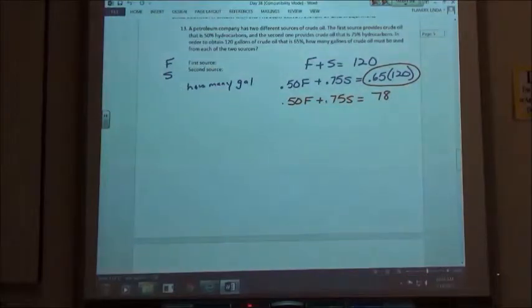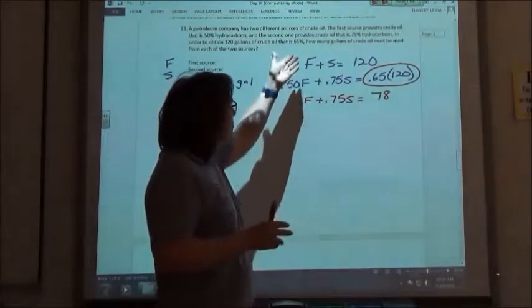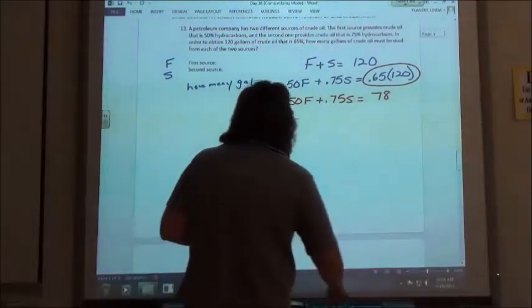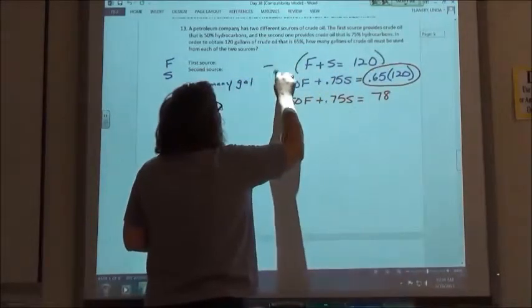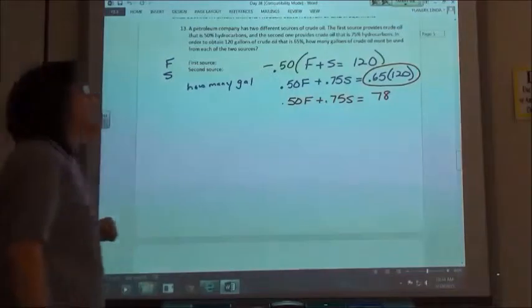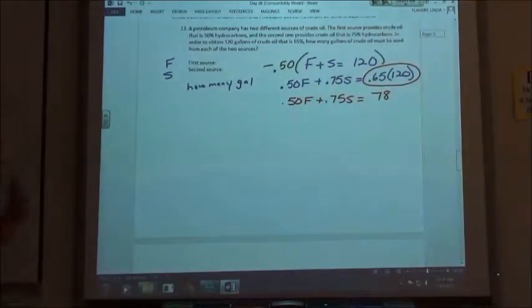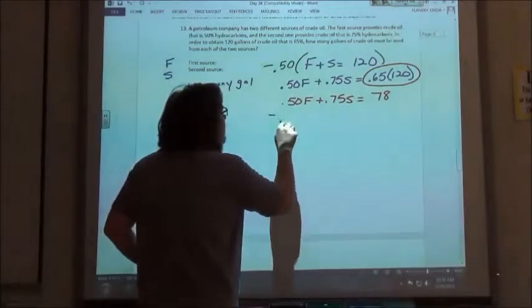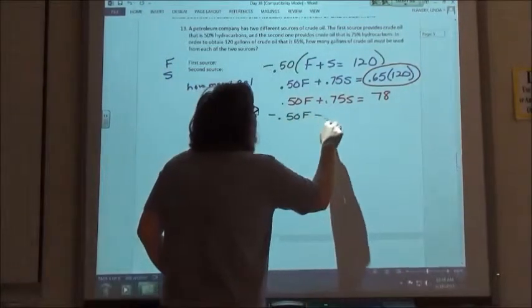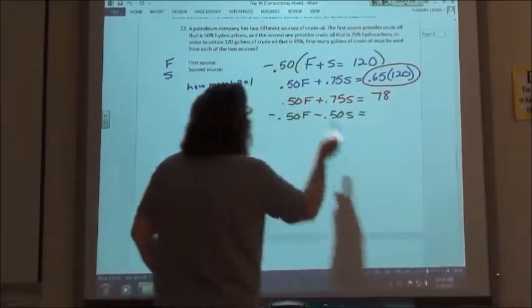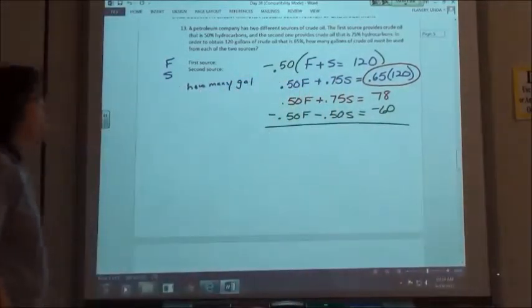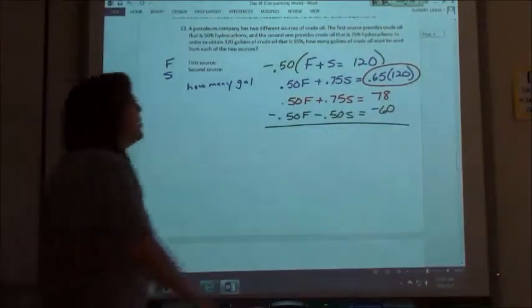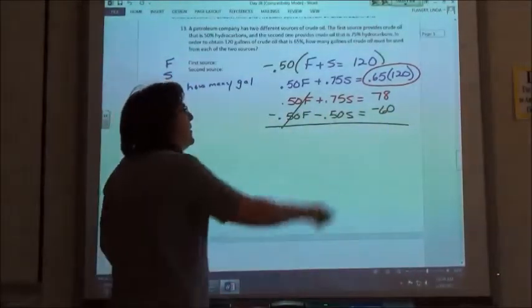So now I've got that straightened out. Now I can go ahead and solve by the elimination method. Again, you can either get rid of the F's or the S's. I'm going to do the F's because the 50 is easier probably to work with than the 75. So I'm going to multiply everything in my top equation by a negative 50% so that I can eliminate my F's. So negative 0.50F minus 0.50S equals 50% of 120 would be minus 60 there. I've got opposites in front of my F's. I can go ahead and add those and cancel them out.